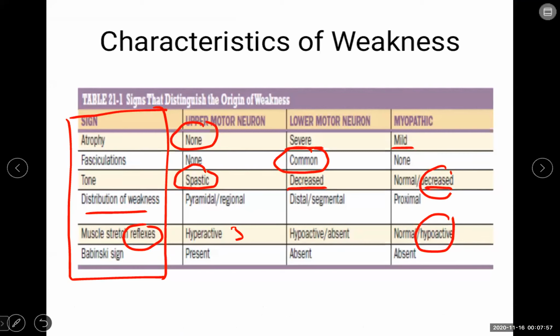The final one, which we commonly test, is the Babinski sign, which is basically your plantar going up. Babinski is a superficial reflex, which is typical of a pyramidal lesion, whereas this would naturally be absent in a lower motor neuron lesion or a myopathic lesion.